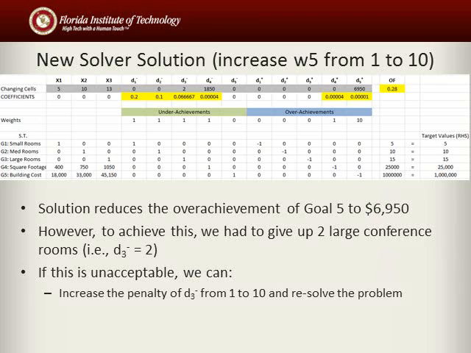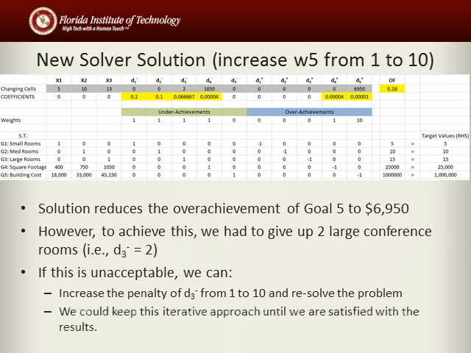If this is unacceptable for the decision maker, then we can keep doing this process. We can now increase the penalty of d3, and if we want to keep the same order of magnitude, we can just increase that weight from 1 to 10. So we can set this to 10 as well, rerun the model and see if we're happy with the solution. We can keep doing this iterative approach until we're satisfied with the results. It becomes a trial and error type of thing, but it gives you different ways to control the importance level that you give to each of these deviations to your goals.